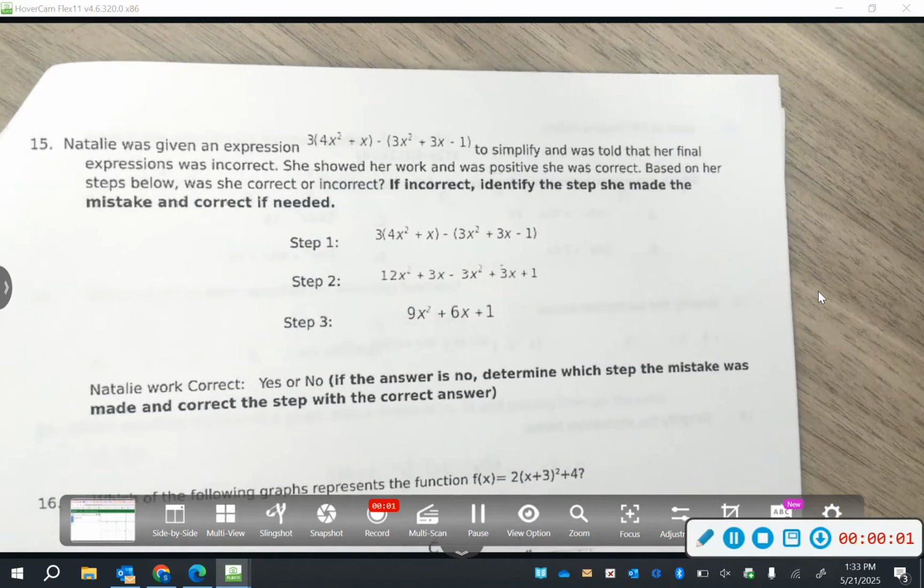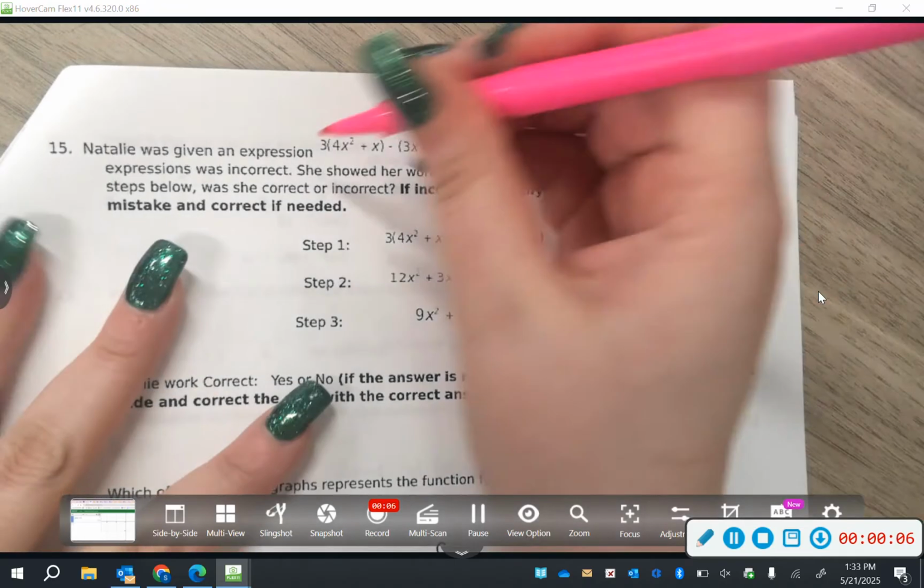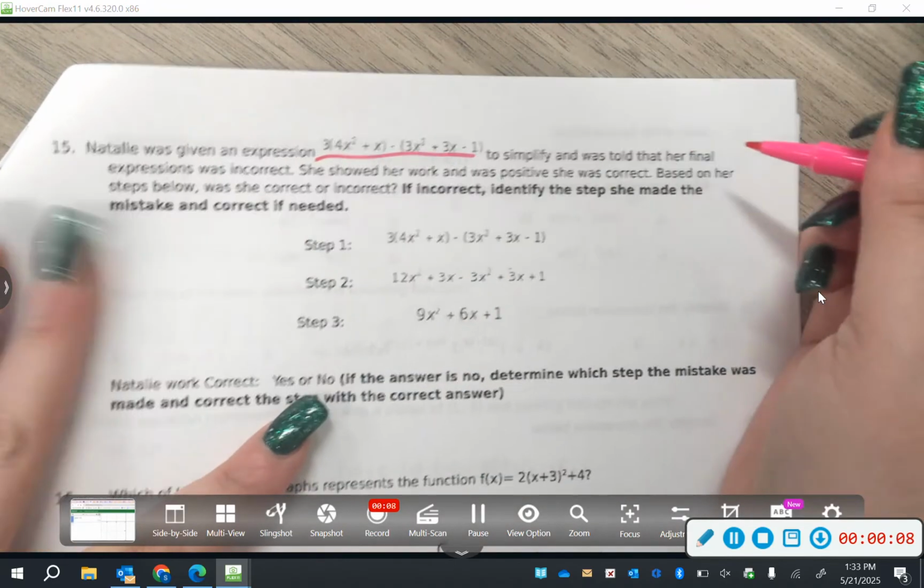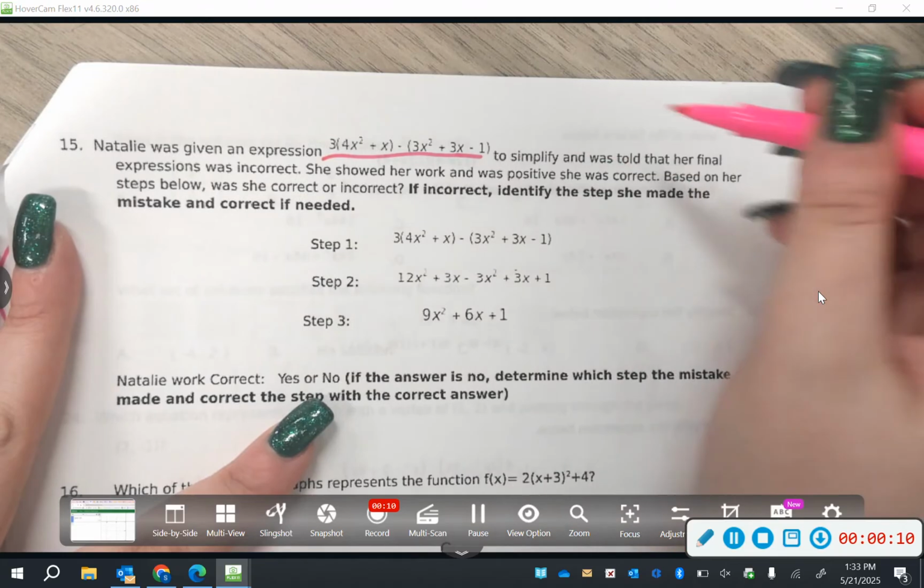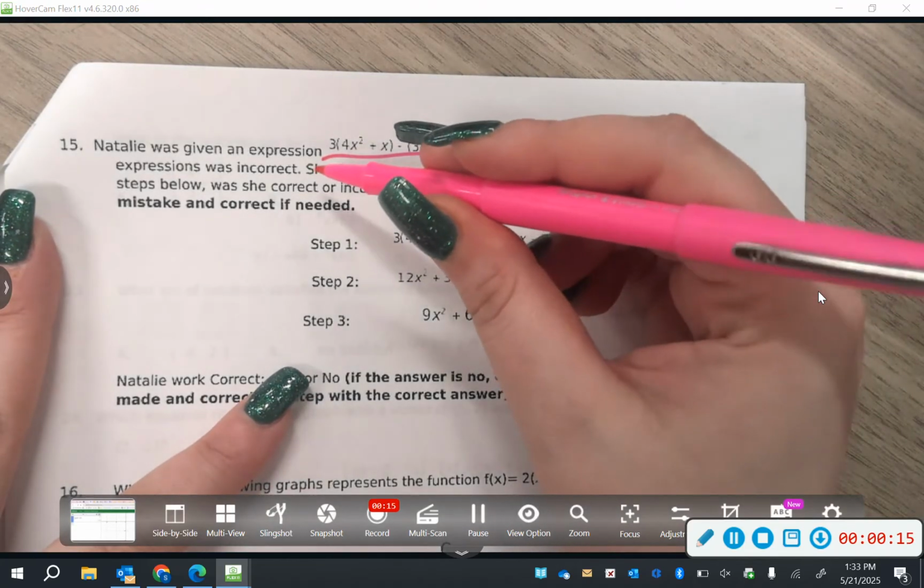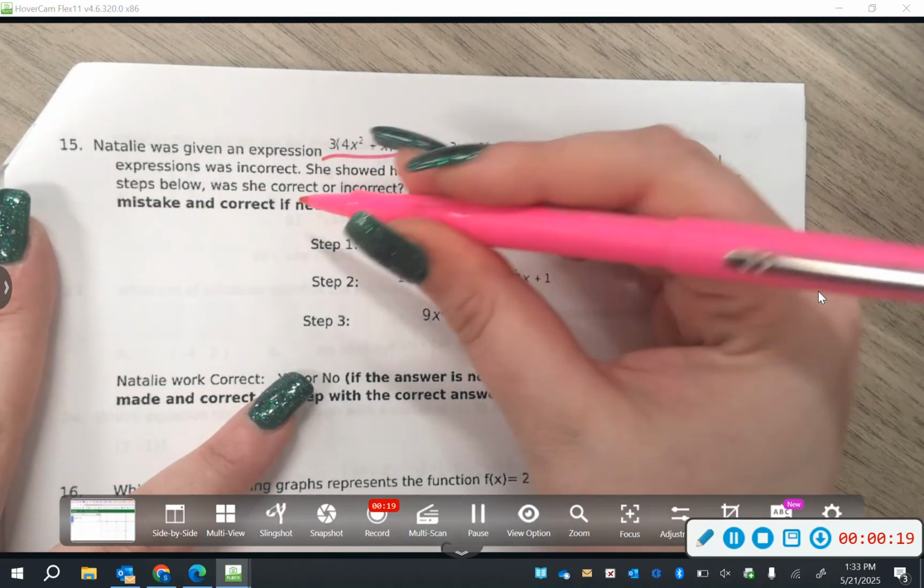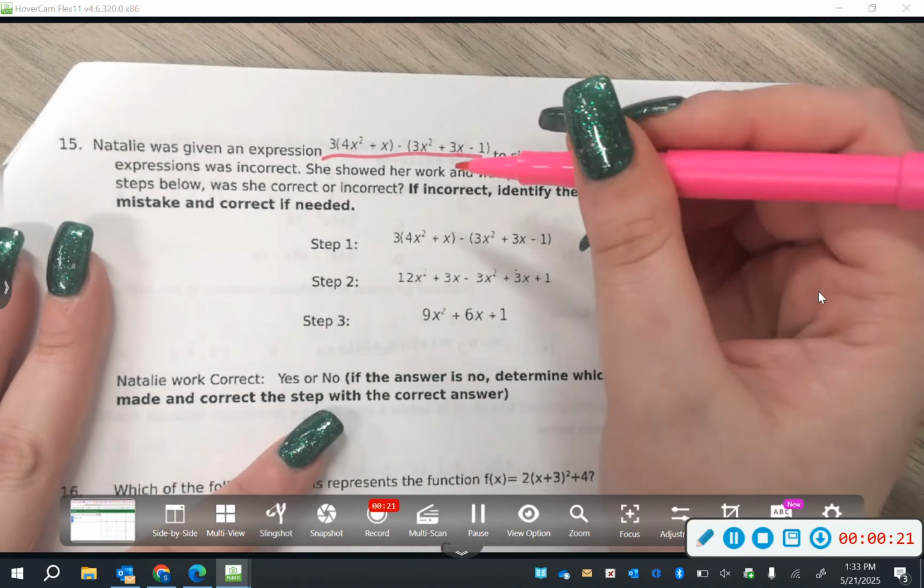All right, picking up where we left off, here's number 15. Natalie was given an expression, and she gave us this right here to simplify, and she was told her final expression was incorrect. She showed her work and was positive she was correct. Based on our steps below, was she correct or incorrect? If incorrect, identify the step where she made the mistake, and correct it if needed.